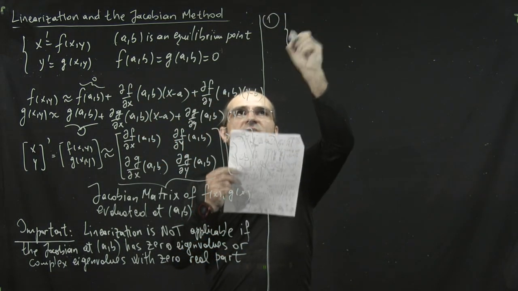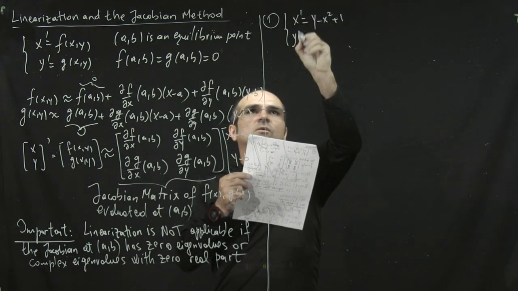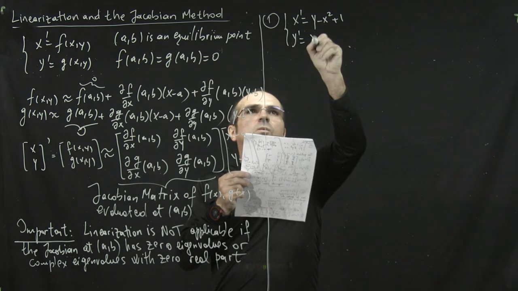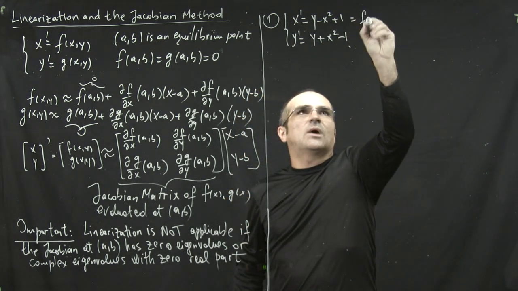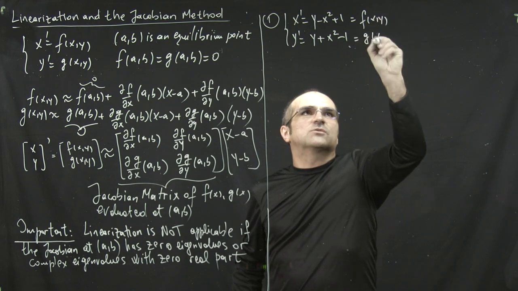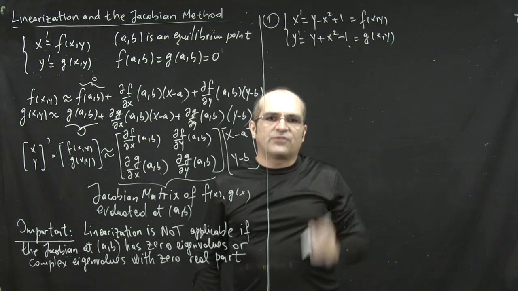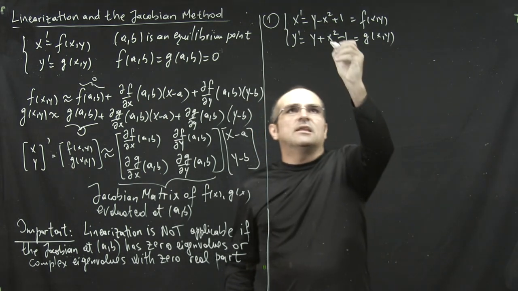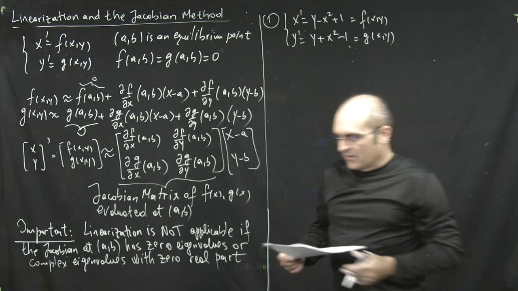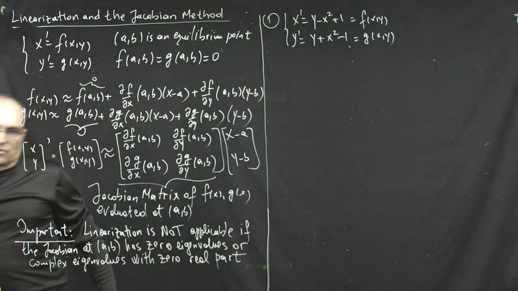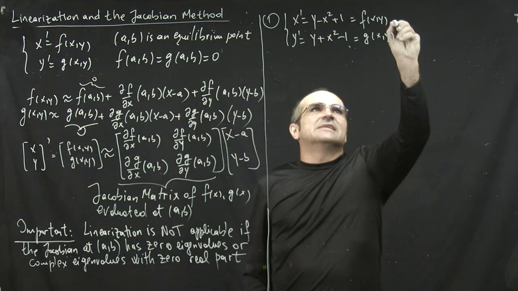So suppose x prime is equal to y minus x squared plus 1, y prime equals y plus x squared minus 1. So this is my f of x, y, this is my g of x, y. And in some problems you have to find the equilibrium points yourself. In others it may be given to you if the problem wants to spare you from the trouble of finding the equilibrium point yourself, if it's too complicated to solve. In this case, it's not that bad.